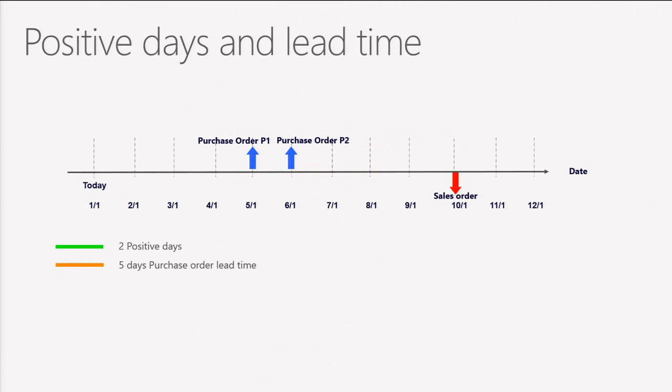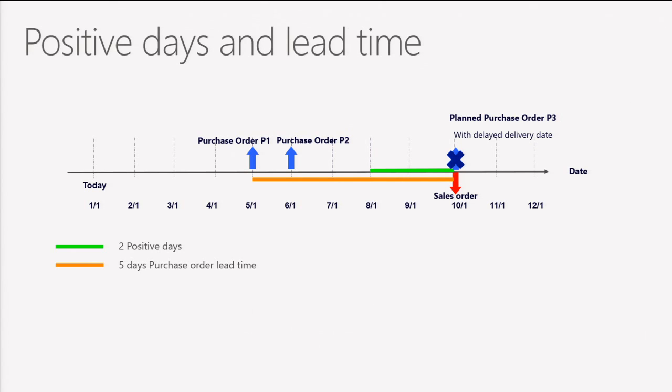And the last slide around this whole positive days, negative days thing is about positive days and lead time. Why should the positive day setting be close to the lead time of the items inside the coverage group? We have the same situation as before. We have 2 purchase orders and a sales order. The negative day setting is set to 2, which means that a planned purchase order is going to be created, and it can potentially have a delayed delivery.